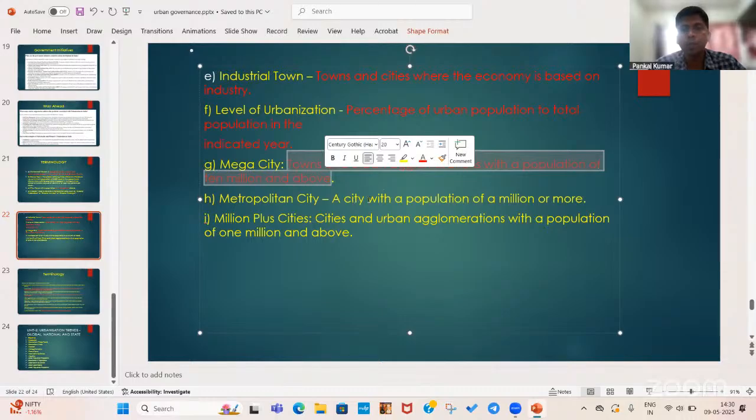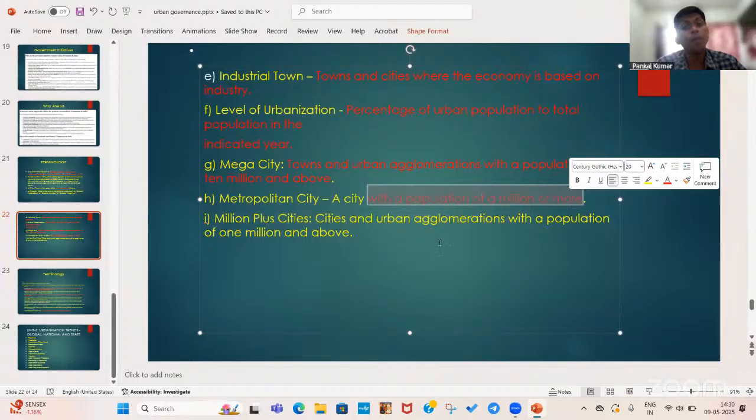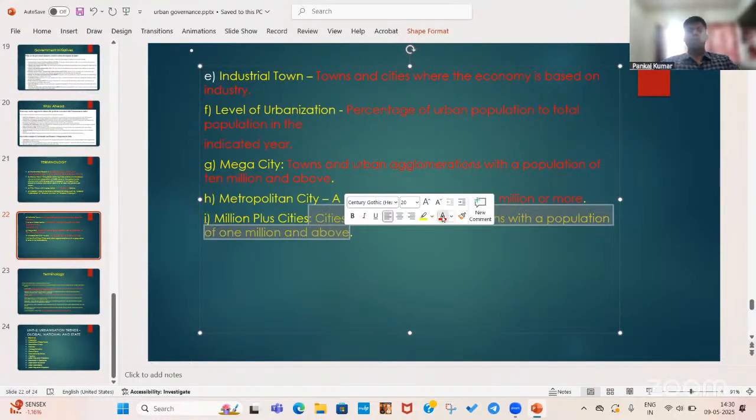Metropolitan city, a city with a population of a million or more, is called metropolitan city. Million plus cities, cities and urban agglomerations with a population of 1 million and above are called million plus cities. Okay, so with this we'll end today's class.